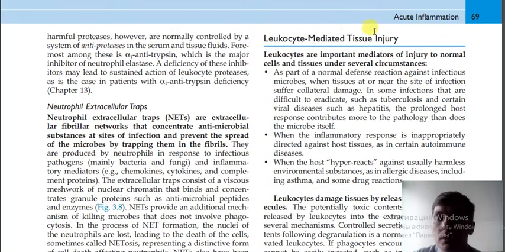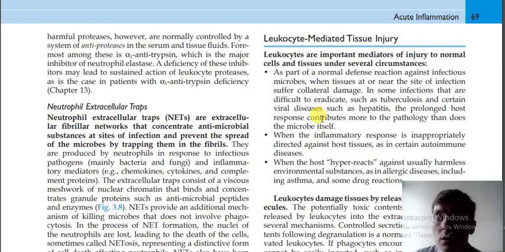Then leukocyte-mediated tissue injury. So leukocytes might kill our cells, might injure our cells, as a part of the normal defense reaction against infectious microbes, when tissues at or near the site of infection suffer collateral damage. In some infections that are difficult to eradicate, such as tuberculosis and certain viral diseases, such as hepatitis, the prolonged host response contributes more to the pathology than does the microbe itself. Actually, here, I think in the 2020 edition of this book, they will add coronavirus.